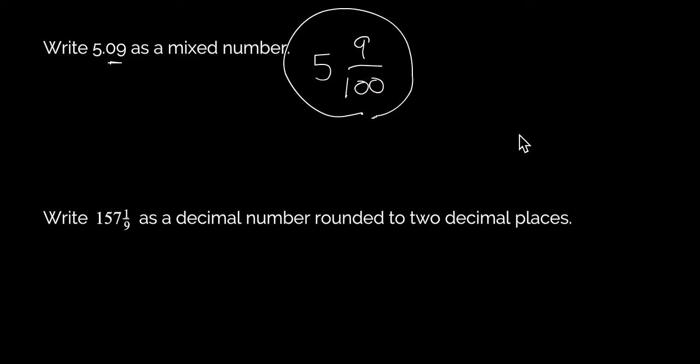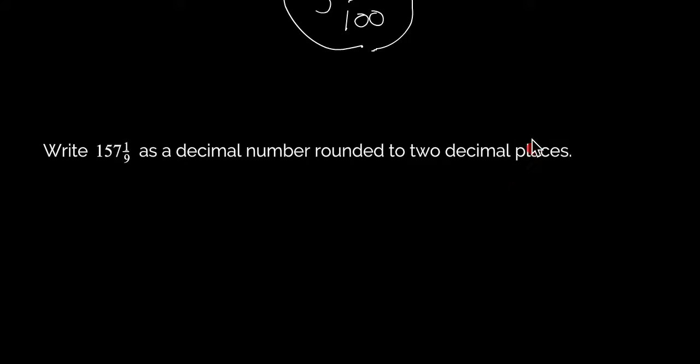Okay, I think we have one more. Okay, this one's a little bit different too. It says write 157 1/9 as a decimal number rounded to 2 decimal places. So turn the video off and give this one a try.